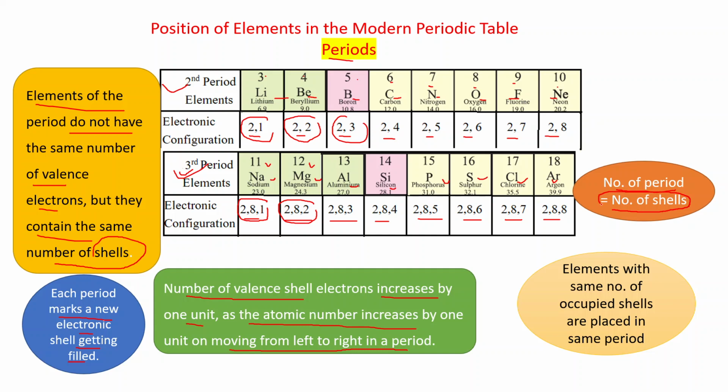If we want to find out in which period an element is present, then write the electronic configuration and find out the number of shells. The number of shells will give the number of the period. Elements with the same number of occupied shells are placed in the same period. If different elements are given to us and they have the same number of shells in which electrons are occupied, then we can place these elements in the same period.